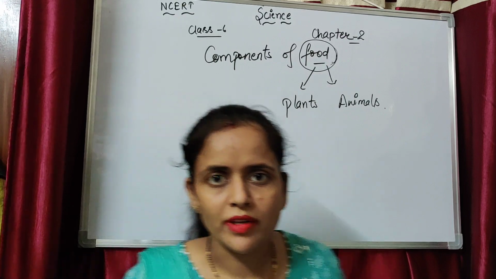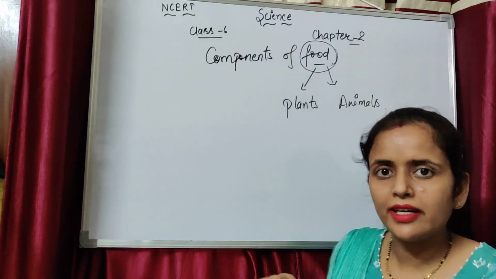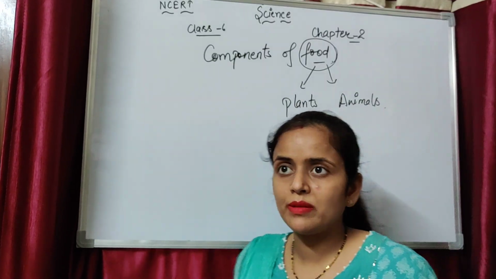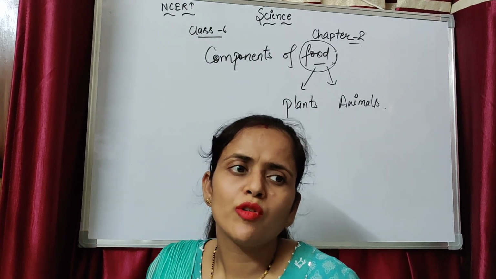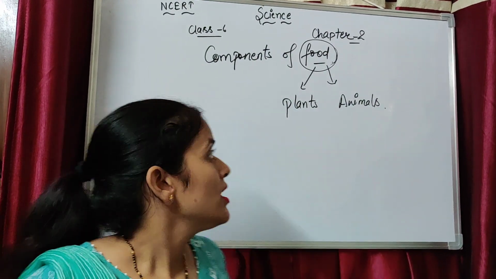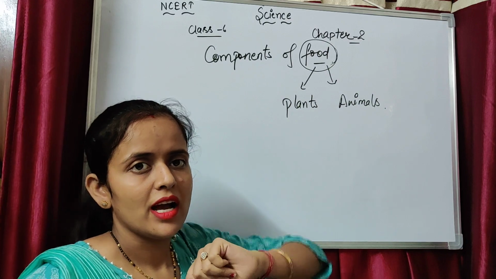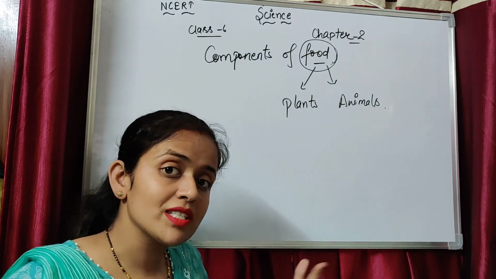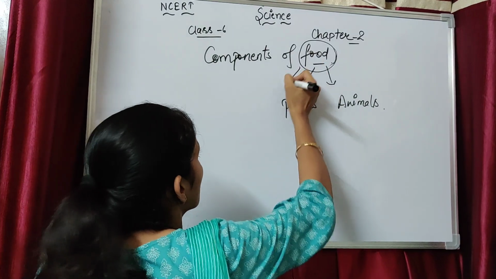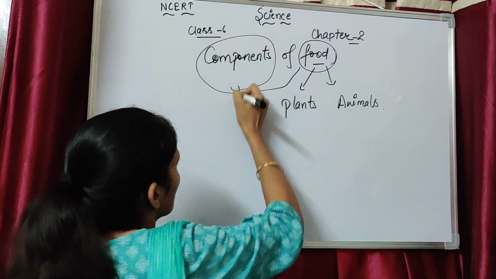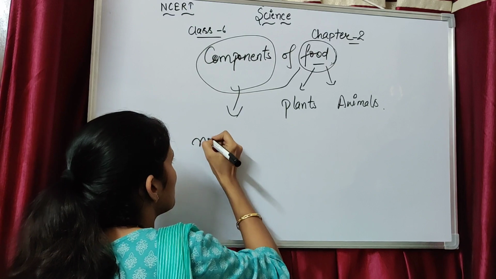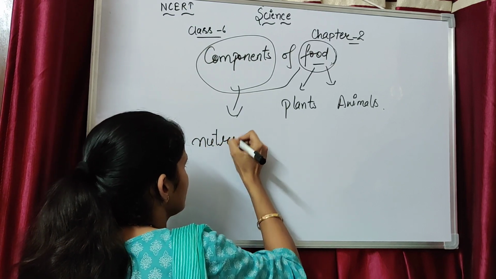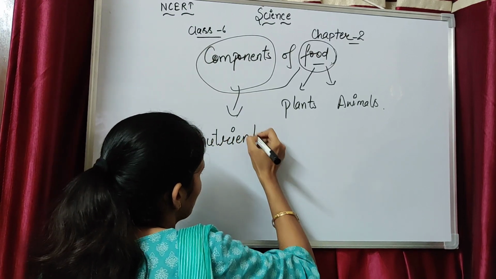When we eat food, we get some energy. Correct? When we eat food, we get some energy for doing any work, for doing anything. So we need energy, and for taking energy, we eat food. So what is the thing which gives us energy from food? Those are the components of food. Components of food contain nutrients, different types of nutrients.